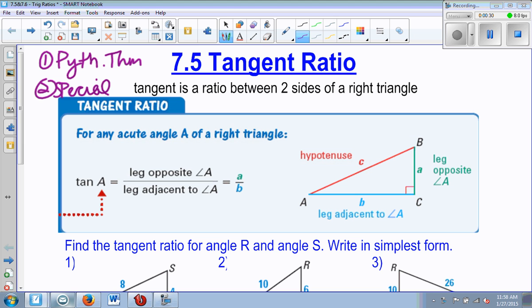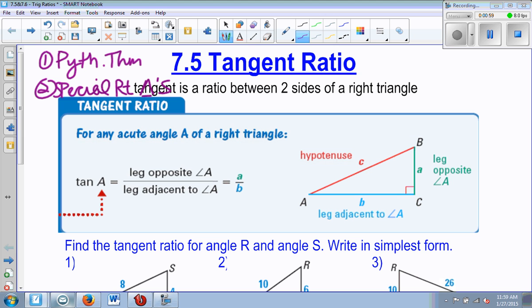Now, each one of those has some issues. Pythagorean theorem only works when you know two of the three sides of the triangle. Special right triangles only works when they are two specific triangles, 45, 45, 90 or 30, 60, 90. So what we learn then is there's actually a third way to find missing lengths of a right triangle, and they can be used in any case.